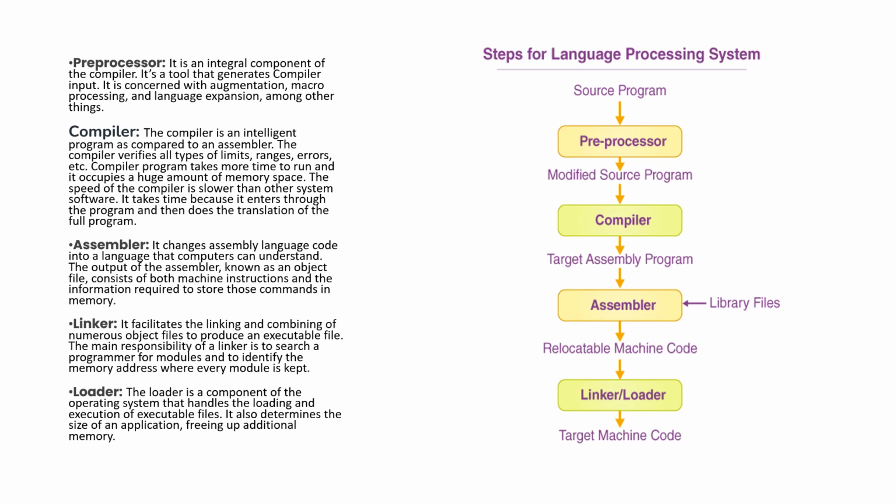Now, as you see in the diagram, the language processing system. What is a language processing system? When we translate a high level language into a low level language, not only the compiler is used for translating the program from high level to low level. Along with the compiler, different programs are also used for translating the high level program to the target low level machine code. As you see in the diagram, there is a preprocessor, compiler, assembler, and linker loader.